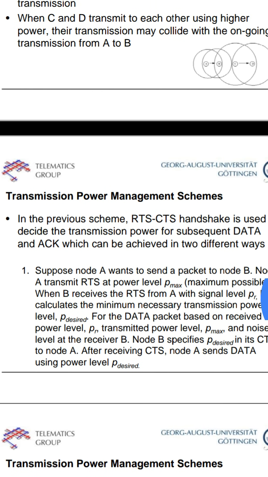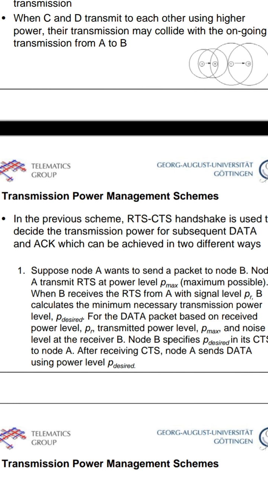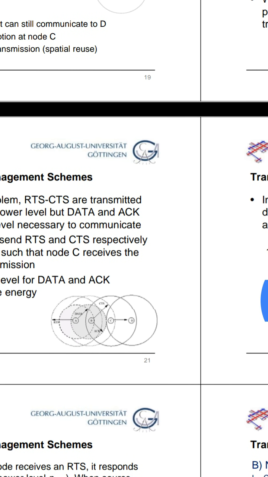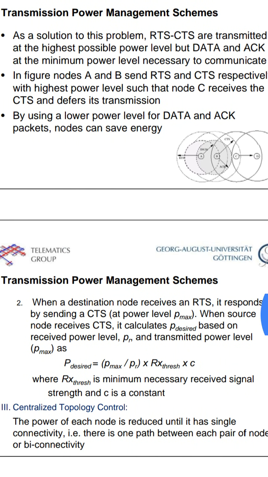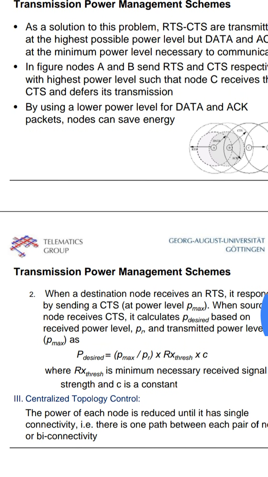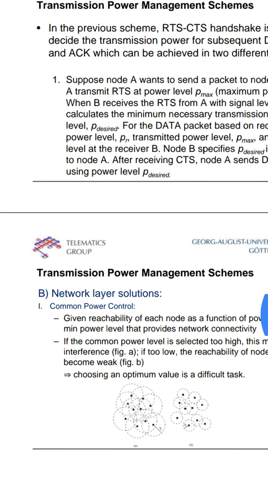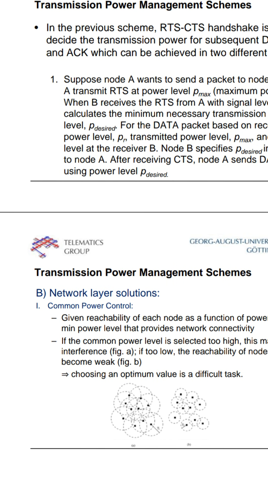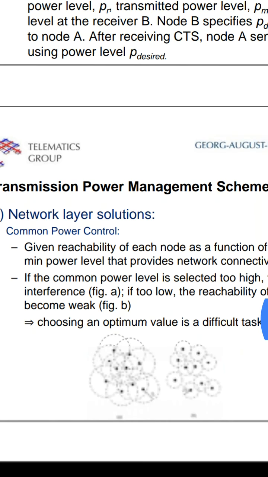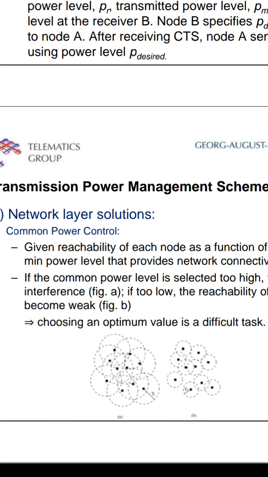Okay, so this is the RTS and CTS mechanism. Then the next transmission power management is network layer solutions. In this network layer solution, common power control.